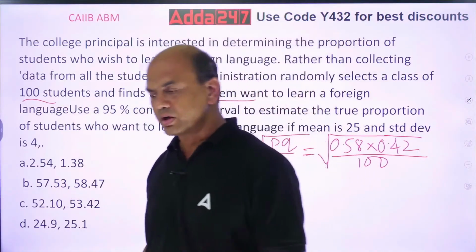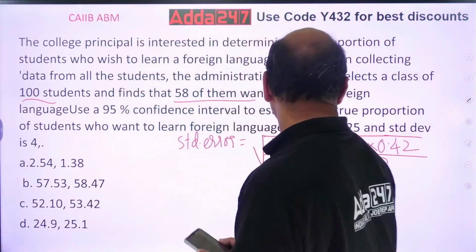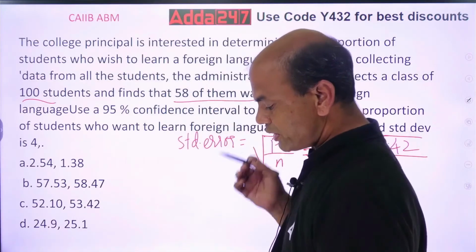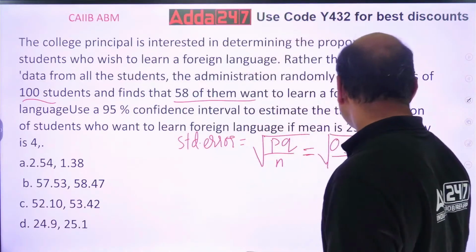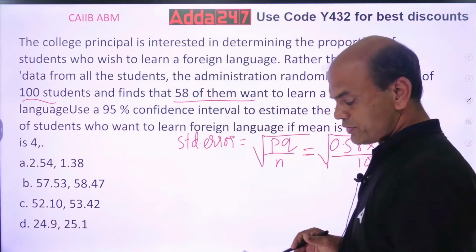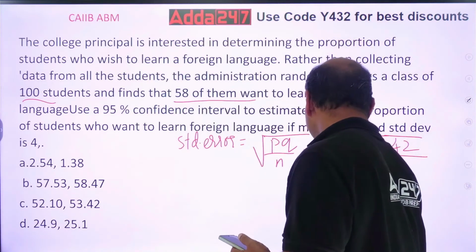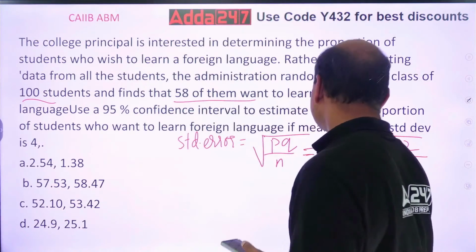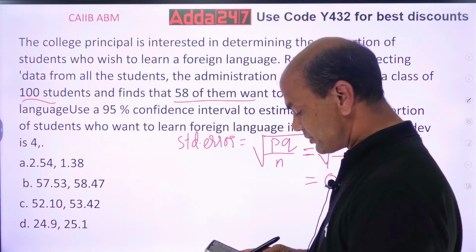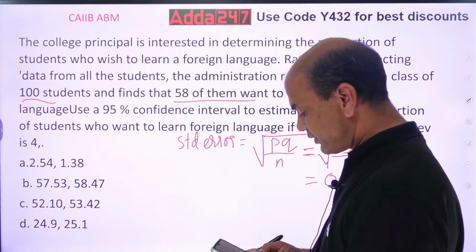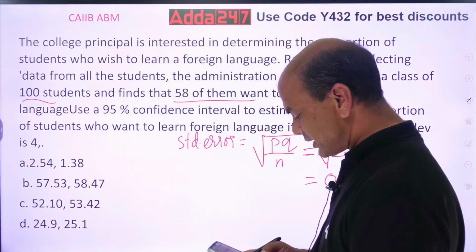When you solve this, what will you get? Do it everyone. 0.58 into 0.42 upon 100. I am getting 0.5 as the final figure. Are you getting the same? Let me check it again because these are difficult problems. 0.58 into 0.42 divided by 100.